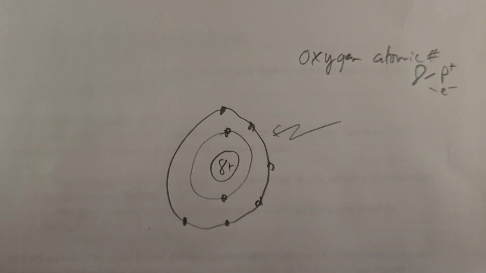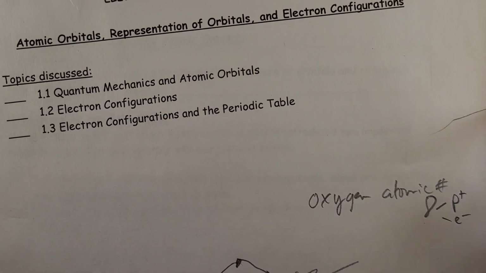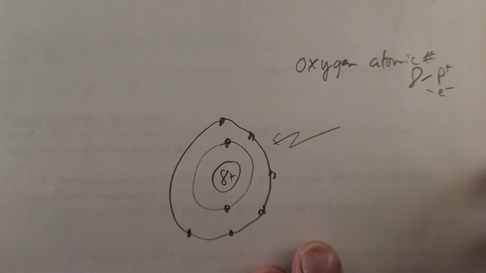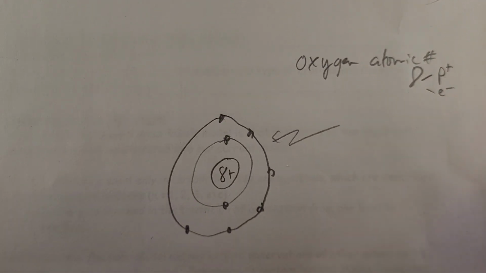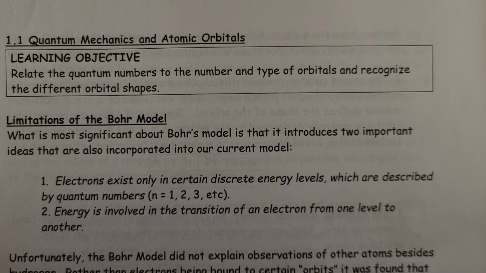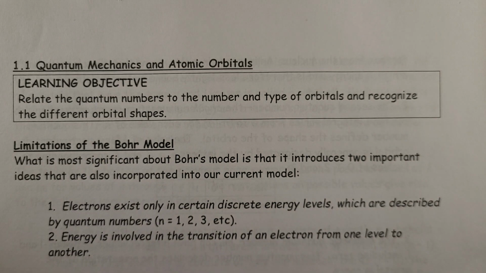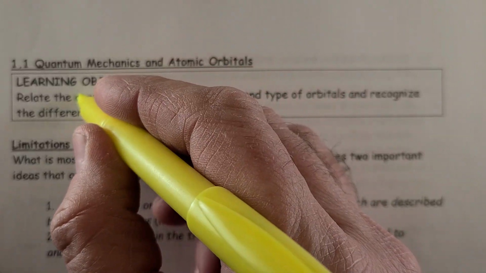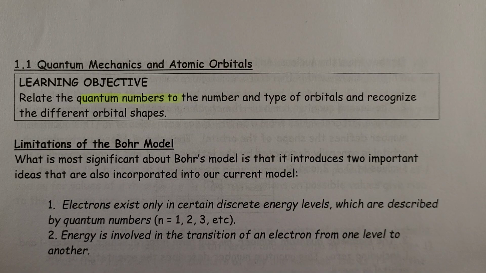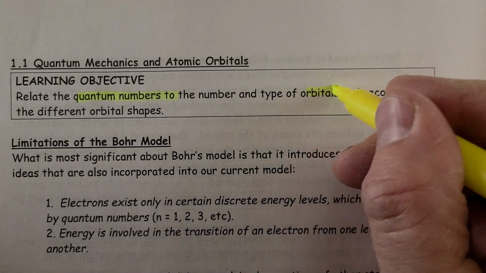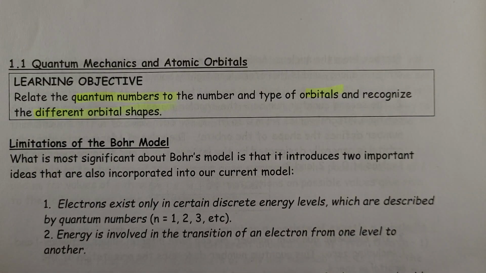And of course, with the beginning of quantum mechanics, we needed a better model, because this doesn't completely describe all elements. It does a not bad job of describing hydrogen, but for some of the larger elements, it doesn't do it very well. So that's where the beginning of quantum mechanics and atomic orbitals, not orbits, but orbitals, came into play. So in this video, we'll look at quantum numbers and relate them to the types of orbitals and recognize the different types of orbital shapes.